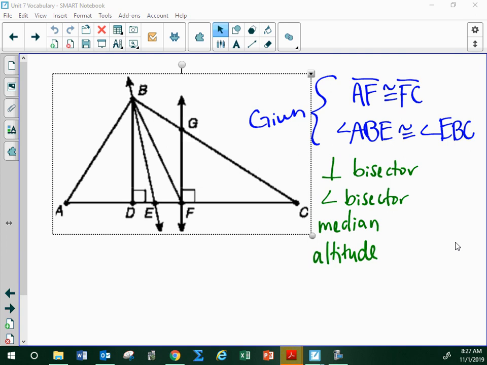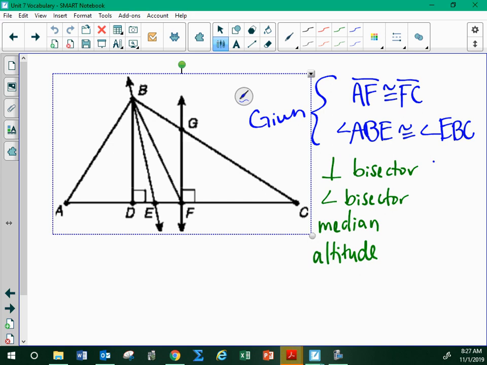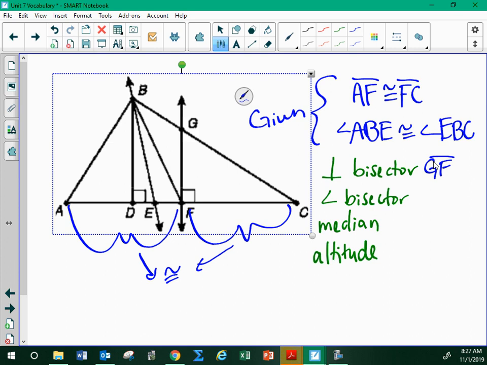Okay. Perpendicular bisector. Which segment is our perpendicular bisector? GF. Give me a thumbs up if you agree with that. Thumbs down if you disagree. Okay, we only have really two options because we need it to be perpendicular. And they told us that AF and FC are equal. So we know that that's going to be, what would we call point F? Midpoint. Yes.